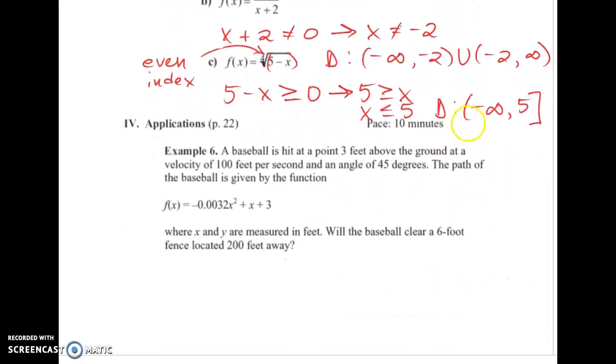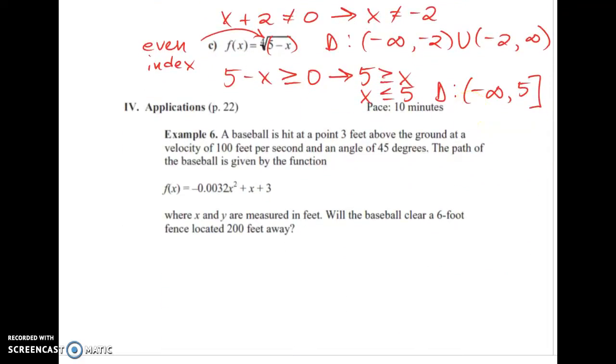Next section, applications. Example 6. A baseball is hit at a point 3 feet above the ground at a velocity of 100 feet per second and an angle of 45 degrees.